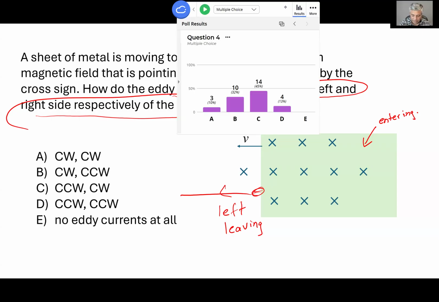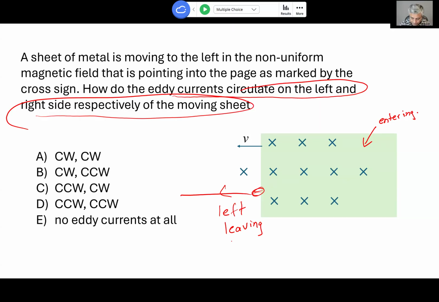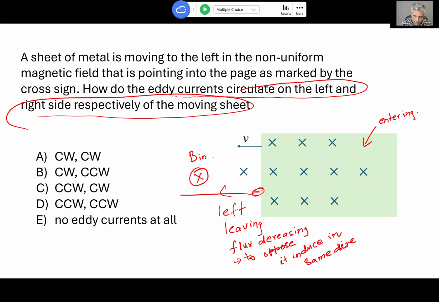Okay, let's see what happens here. So B and C, both of them opposite each other. So now which side is clockwise versus which side is counterclockwise. So it's leaving here, so flux decreasing, to oppose it induces in the same direction. So in this case, B induced also has to be going into the page.